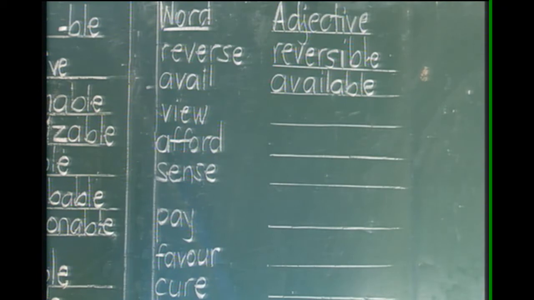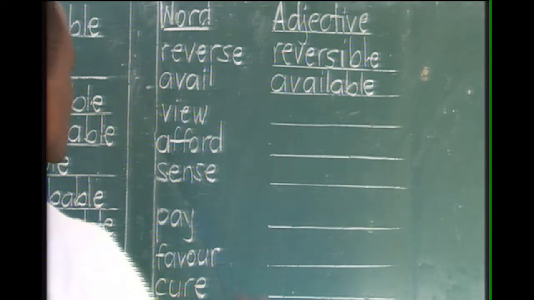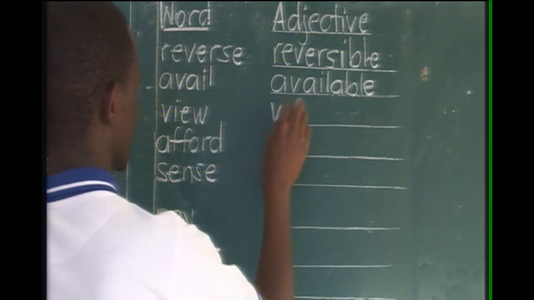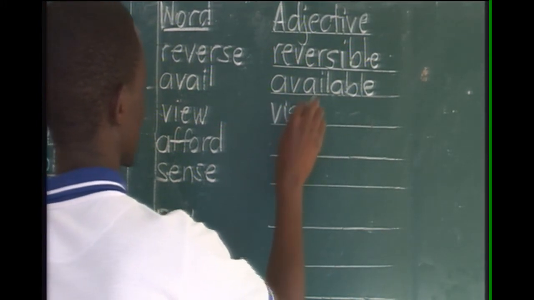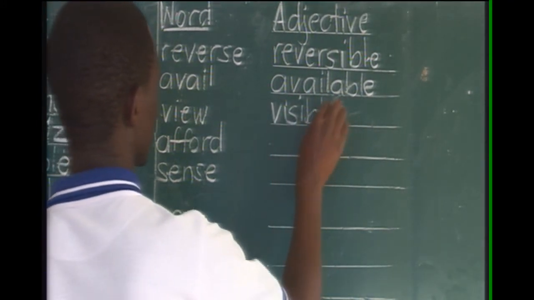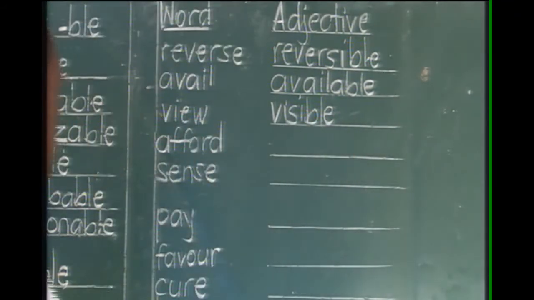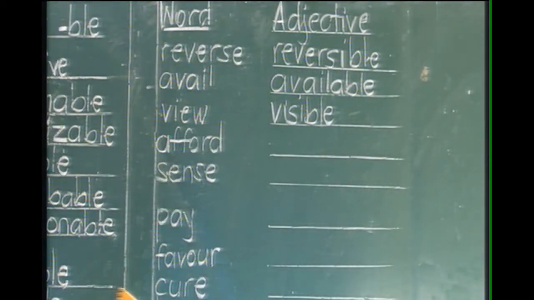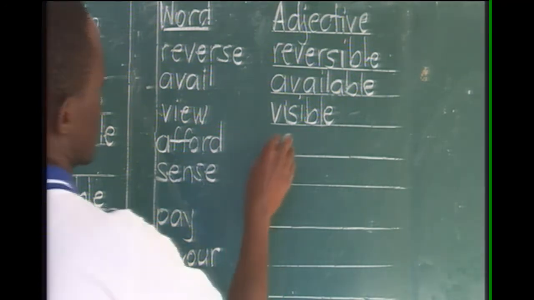View. From view, we have our adjective as visible. Visible. We go to the next one, which is afford. Our word is afford, which is a verb. From afford, we form our adjective as affordable.